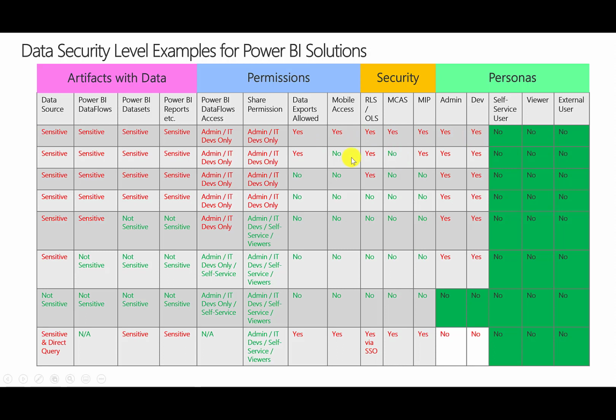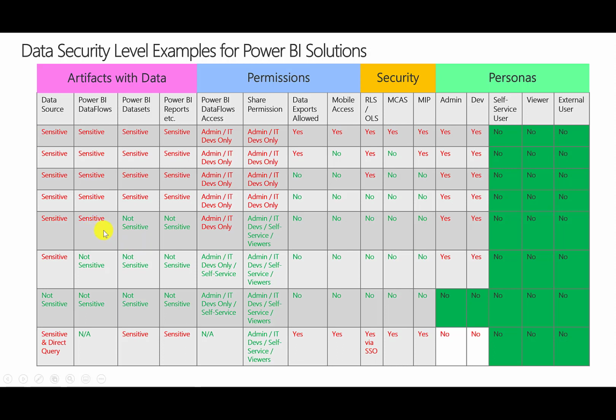It might be because mobile access is not needed and the users are only going to be viewing things on specific devices. Let's also say we remove information protection. In that case, it might also be a good idea to turn off data exports for those solutions. So no exporting to Excel or exporting to PowerPoint, because those exports could potentially contain sensitive information, which is then no longer protected and could be sent to other people. If the solution does not have row-level security and object-level security, you're probably going to want to control who's able to see that report.